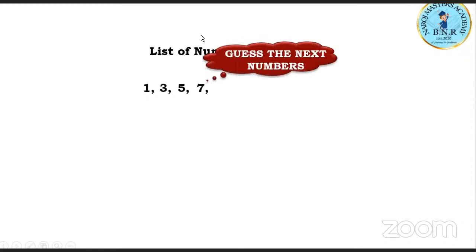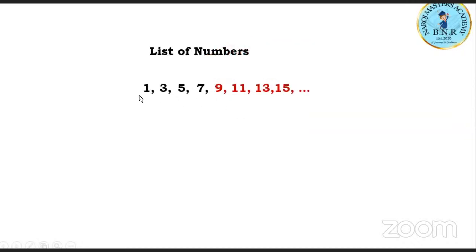Can you guess what is the next number after 1, 3, 5, 7? 9. Very good. What is the next number? 11. Next, 13. Next, 15, and so on. Is there any pattern in these numbers? Yes, sir. Very good.